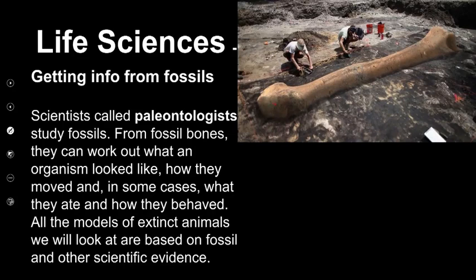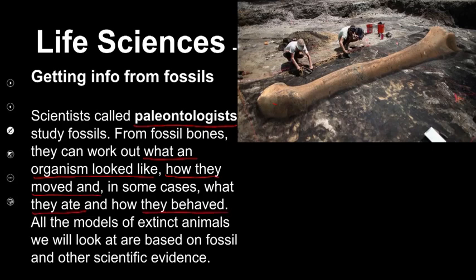That is a picture of an actual dinosaur fossil bone. It's quite amazing, isn't it, how large it is compared to the people who are working alongside. The people who look at fossils are called paleontologists. And from a fossil bone like this, it's amazing what they can work out. They can work out what an organism looked like, how they moved, and in some cases, what they ate and how they behaved.